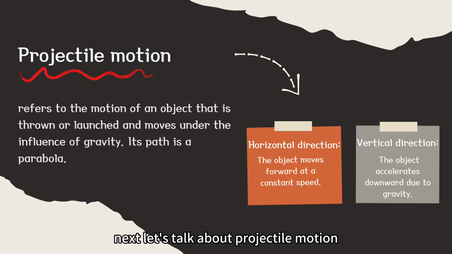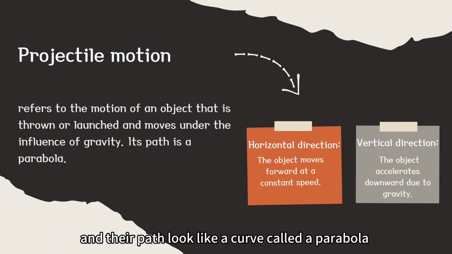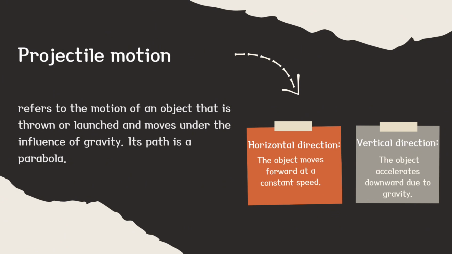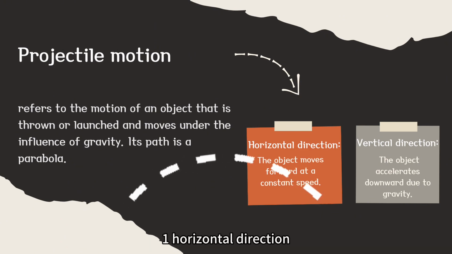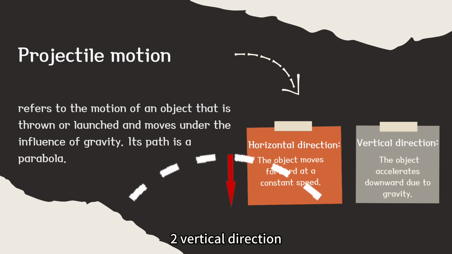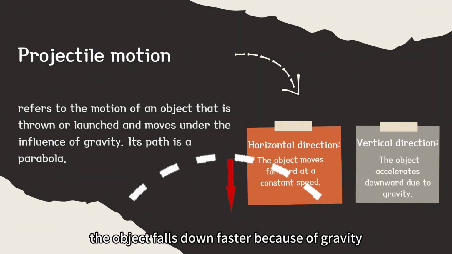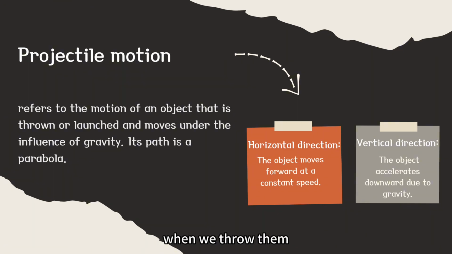Next, let's talk about projectile motion. Projectile motion is how things move when we throw or launch them. Gravity pulls them down, and their path looks like a curve called a parabola. There are two directions in projectile motion. 1. Horizontal direction. The object moves forward at a steady speed. 2. Vertical direction. The object falls down faster because of gravity. This explains how things like a ball or a rocket move when we throw them.